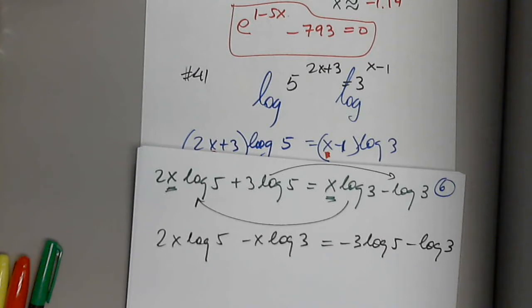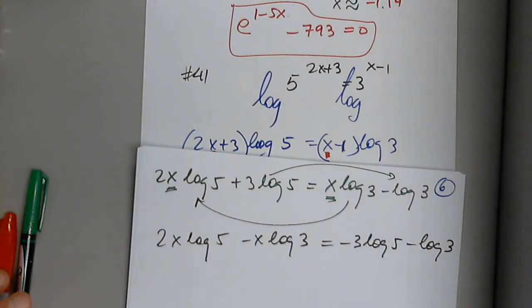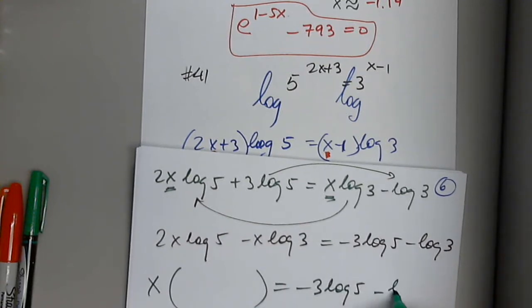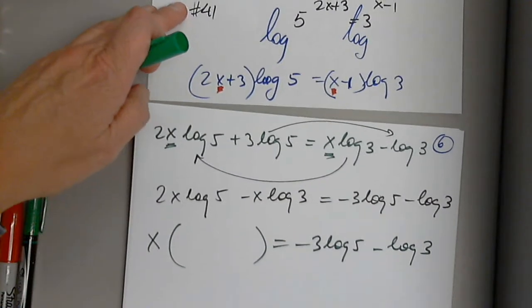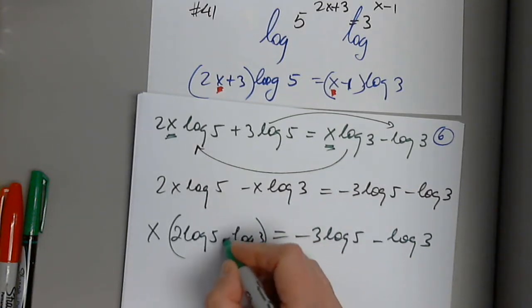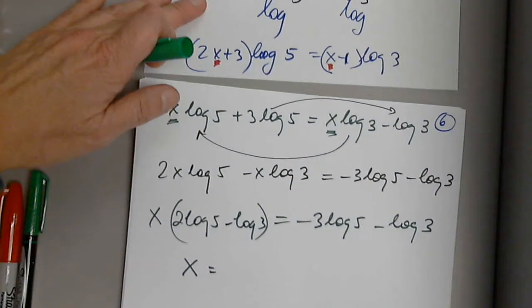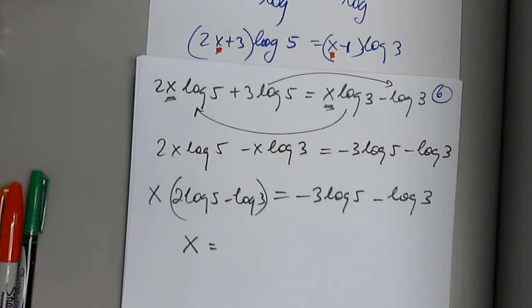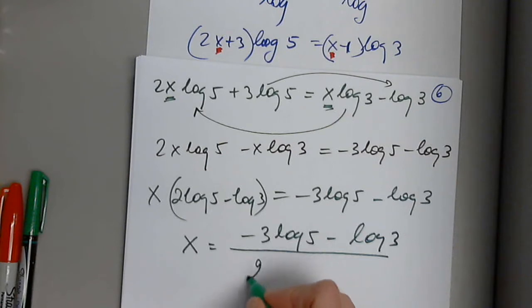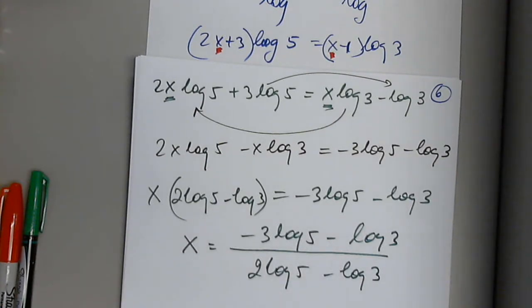Simplify and factor. Which one works here? Of course, the common factor. Exactly. What is left in parentheses? Well done. 2 log 5 minus log 3. And now please tell me what is x equal to? Excellent. Thank you, Eric. Of course, you will not attempt to simplify anything, correct? Because these are terms. You can't touch this. So that's the final answer.